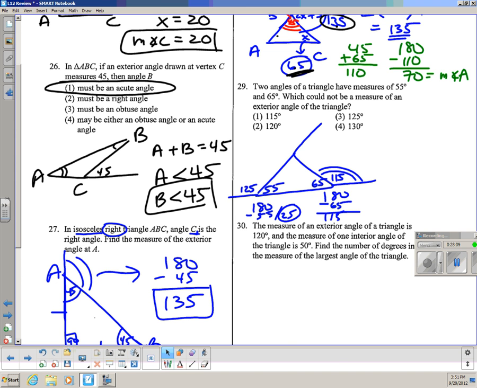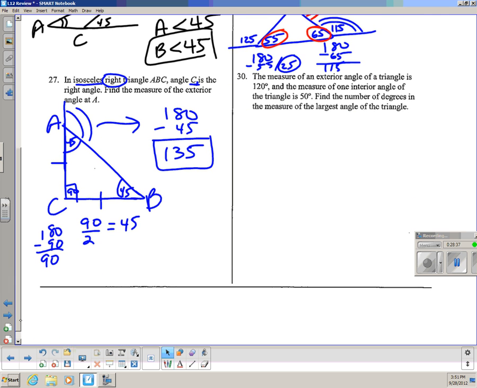Then I can look at these two interiors, and I could go get this interior and then get the exterior, or I can use the exterior angle theorem and just add them up. So 55 plus 65 is 120, and that's this other exterior angle out here. So my exteriors are 115, 120, and 125, leaving 130 out in the dust. And that's not one of the measures of the exterior angles.